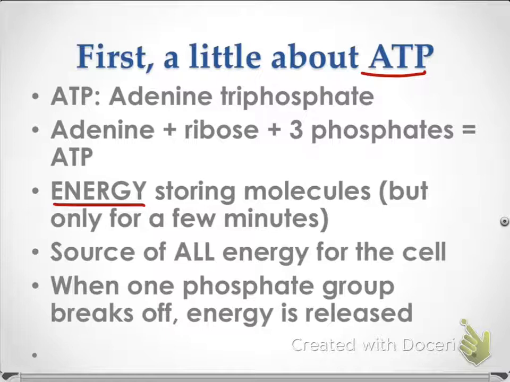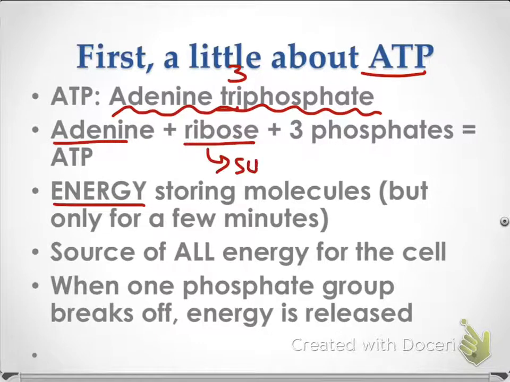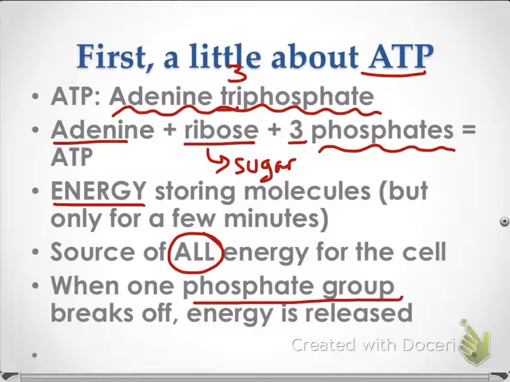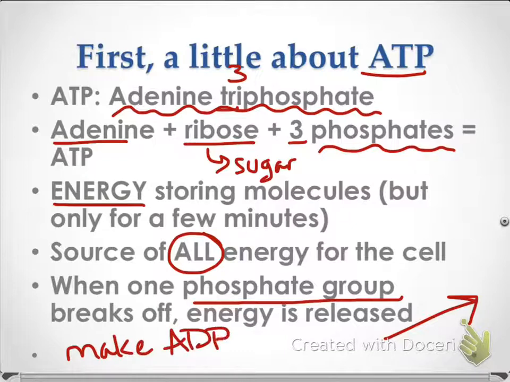ATP stands for adenosine triphosphate. Tri means 3. So there's 3 phosphates, okay? So you have adenine, ribose, which is a sugar, and then you have 3 of these phosphates. So this is, like I said, the source of all energy for the cell. This is where the cell gets all of its energy. And when a phosphate group breaks off, this is when your energy is released. And when that happens, it makes ADP.